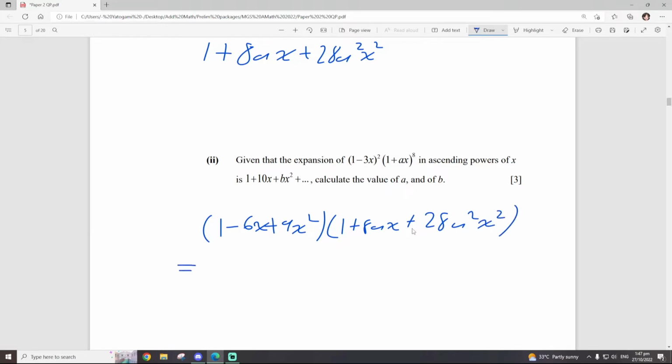So I only need to expand these terms to give me all the terms in the constant, x and x squared. The constant is just 1. Then for the coefficient of x, I need 8a minus 6. Then how do I get the coefficient in x squared? I need 9 plus 28a squared, so 28a squared plus 9.